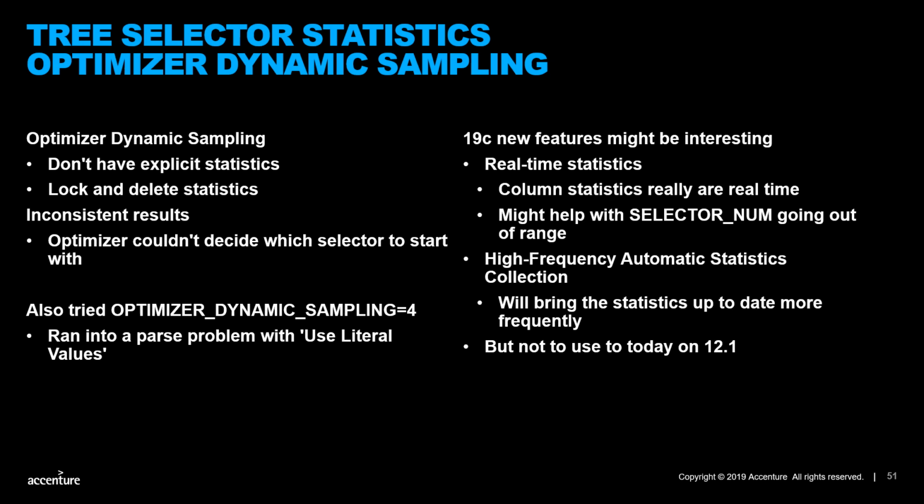Now I have to say at this point, the new 19C features on Exadata look very interesting. Real-time stats are designed absolutely to deal with the problem where column predicates go outside the range of the statistics, by keeping that statistics range up to date. And certainly high-frequency automatic stats collection will help by bringing the stats up to date more frequently. But today we're back on 12.1, so we can't use them.